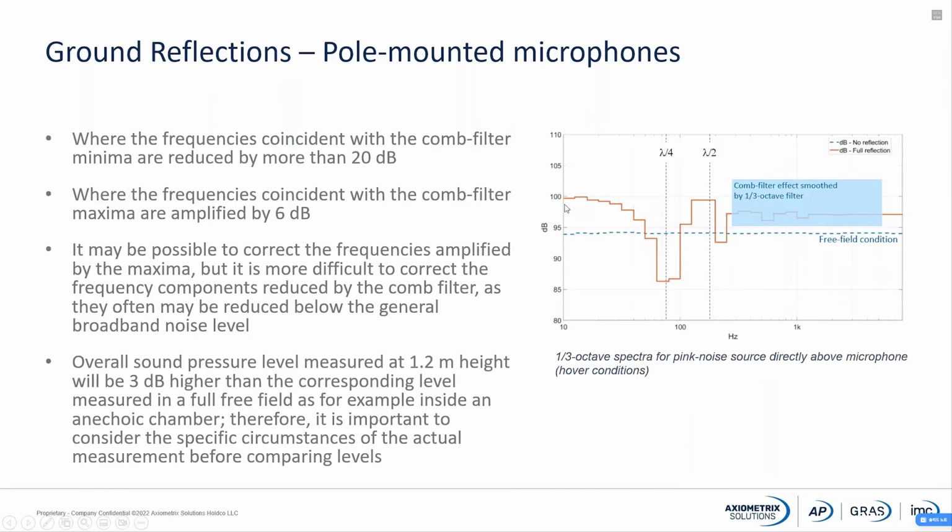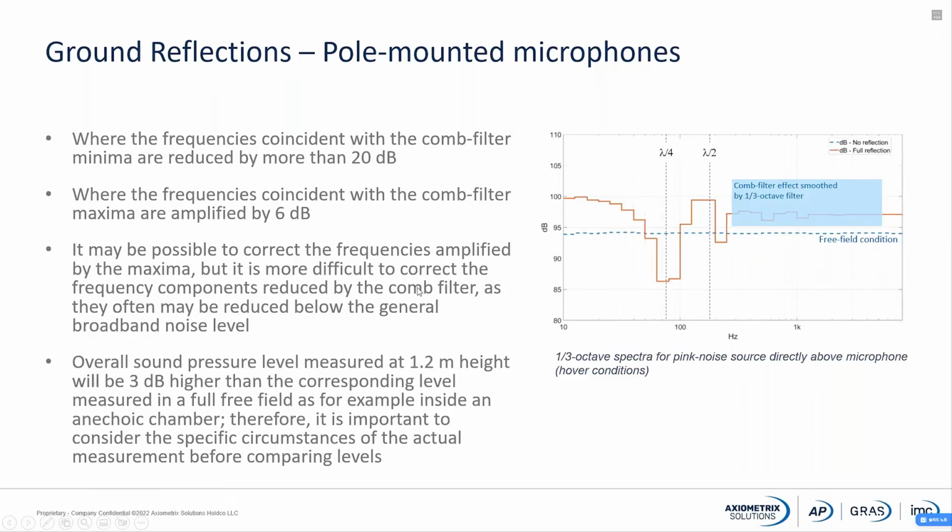So this is another takeaway. If we take overall the signal here, we can see that the sound pressure level measured at 1.2 meter height will be 3 dB higher than the corresponding level if you're using a free field condition. And you can actually see it on this curve here. It is going to give you 3 dB extra, and this 3 dB extra is the reflective wave that is interfering with the actual noise coming from the noise source.